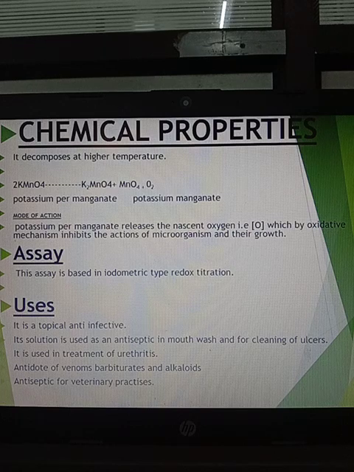So assay, how can you determine its purity? Iodometric redox titration is used. Uses: it is a very good topical anti-infective. It is also used as an antiseptic in the mouth and for cleaning of ulcers. Used in the treatment of ulcers, as an antidote for venom, barbiturates and alkaloids. And next is antiseptic for veterinary bacteria.